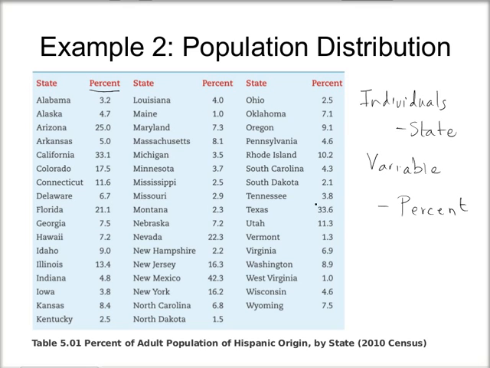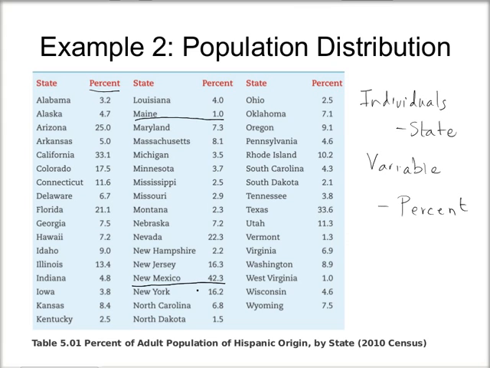Before we make a histogram for this chart, I want to notice a few things here. My state with the lowest percent of adult population of Hispanic origin is Maine with 1.0%, and the state with the highest percent is New Mexico with 42.3%. So I want to keep that in mind when I'm going to make my histogram.